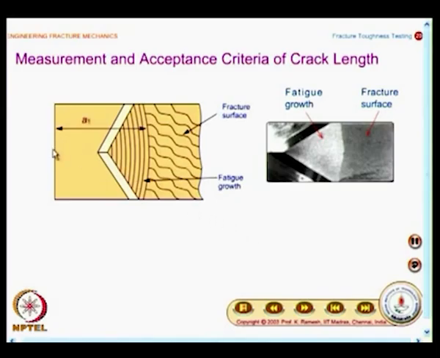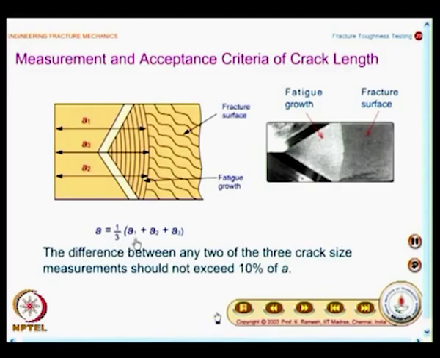For measuring the length of the crack, you make three measurements, one along the center of the specimen, one measurement halfway up, another measurement halfway down. So, you have this as A1, A2 and A3. So, from these three measurements you get the crack length as A equal to 1 by 3 (A1 plus A2 plus A3).